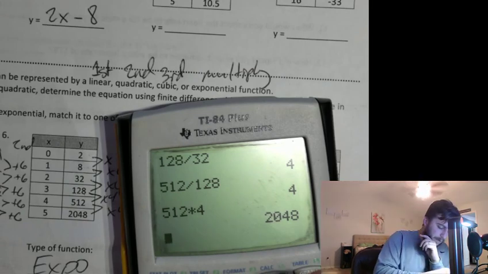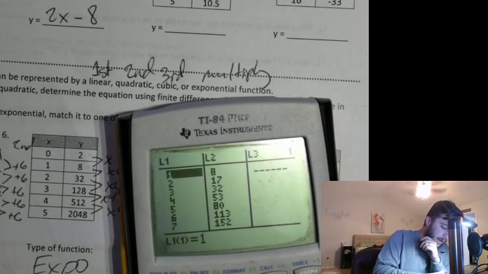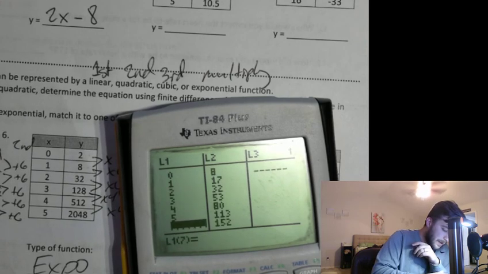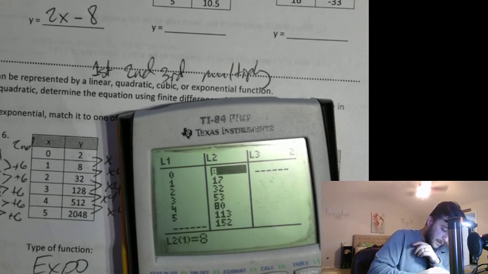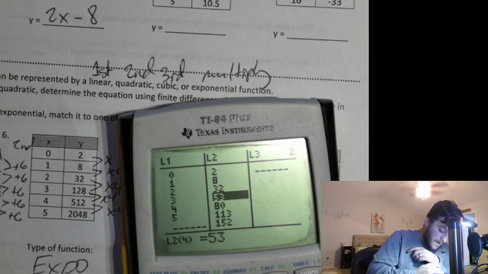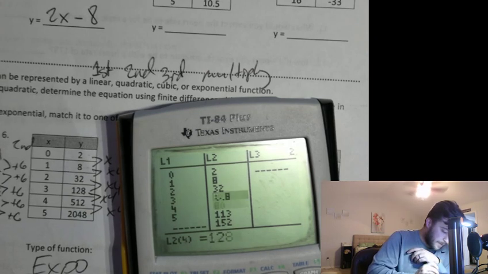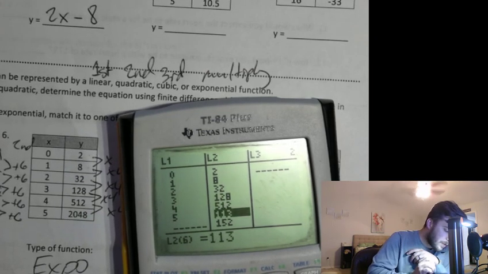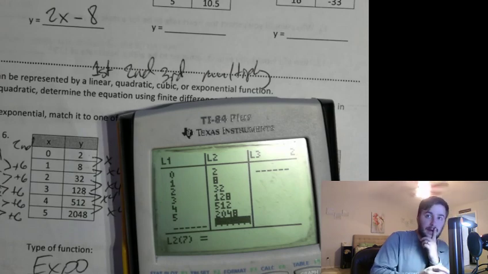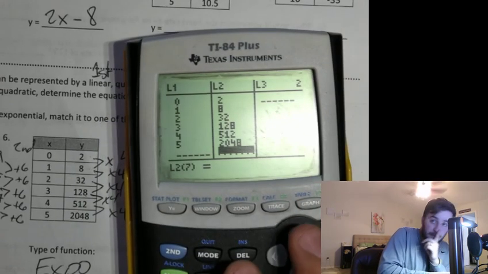So let's do stat, enter. Make sure we're doing this right. 0, 1, 2, 3, 4, 5. I'll delete that. Come over here. We got 2, 8, 32. What else we got? 128, 512, and then there's a huge one, 2048, and then we want to delete the one right before that. Check it out, so we put that table in there.